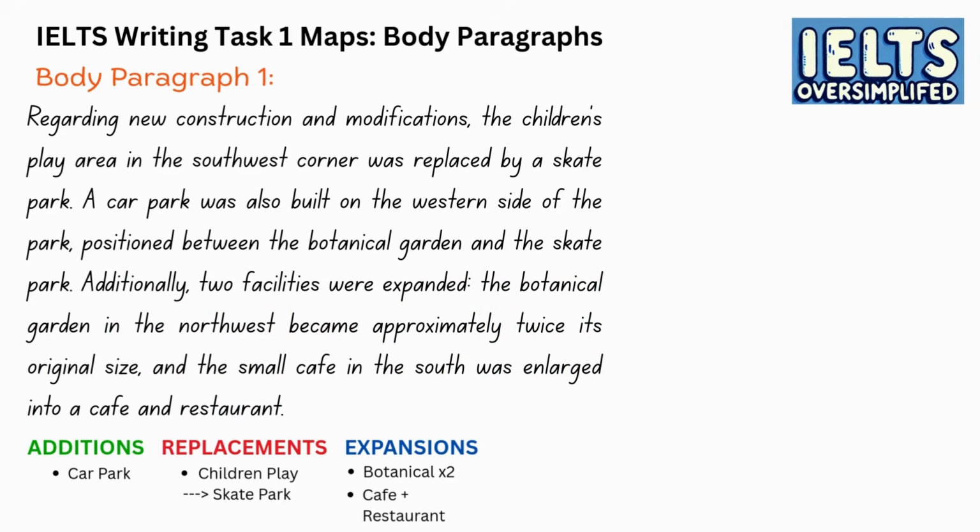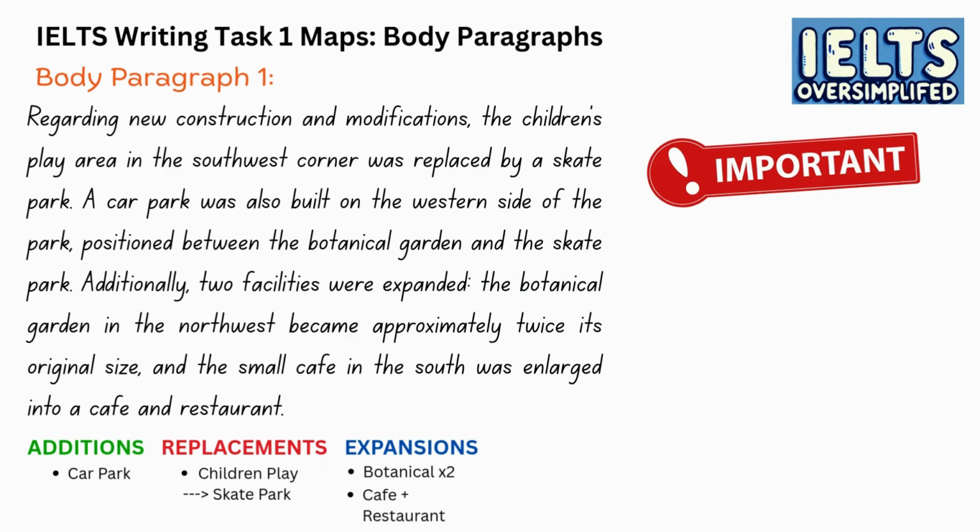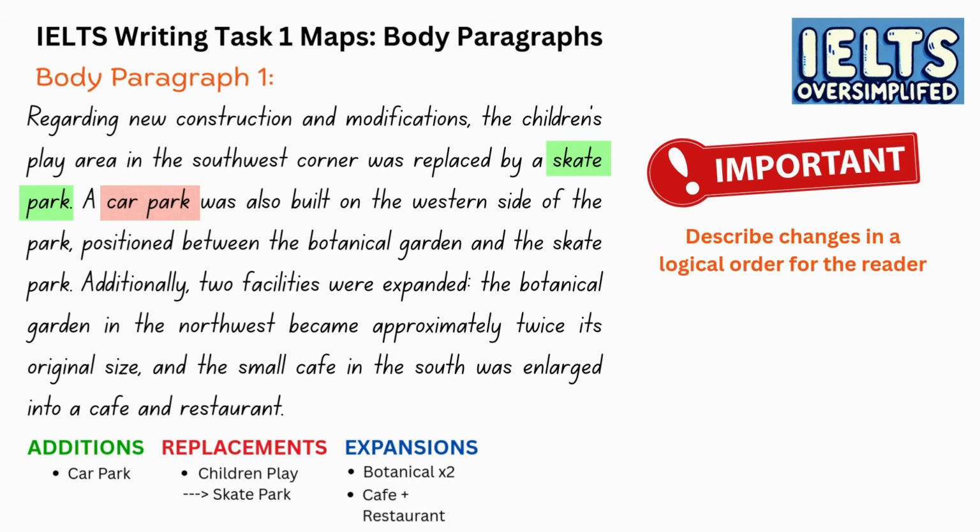Now, here's a really important teaching point I want to share with you. When you're describing changes, you need to mention things in a logical order for the reader. For example, I mention the skate park before I talk about the car park. Why? Because I need to introduce the skate park first, so that when I say, the car park was built between the botanical garden and the skate park, the reader already knows what the skate park is. So we organize for reader clarity. Mention things before you reference them.